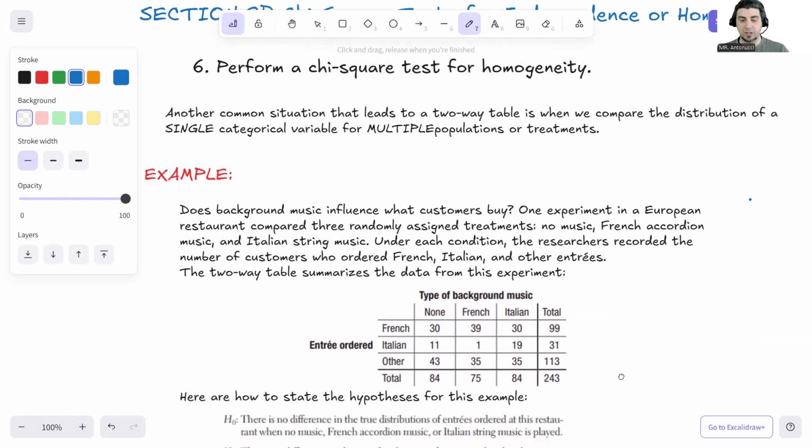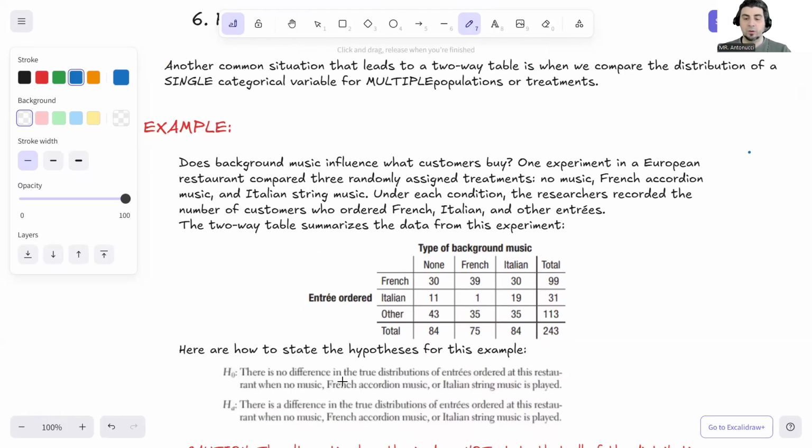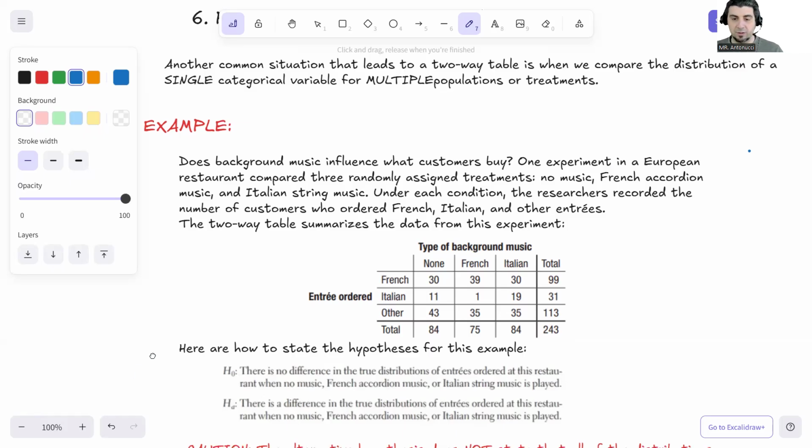And so here's how we would actually state these hypotheses. The null: there is no difference in the true distribution of entrees ordered at this restaurant when no music, French accordion, or Italian string music is played. Notice the null is the dull, no difference. This is different than the chi-square test for independence. Here, this is not looking for an association. We're looking for a difference or no difference in the distribution. So the alternative would be the same exact sentence, except there is a difference. So just be careful there with that.